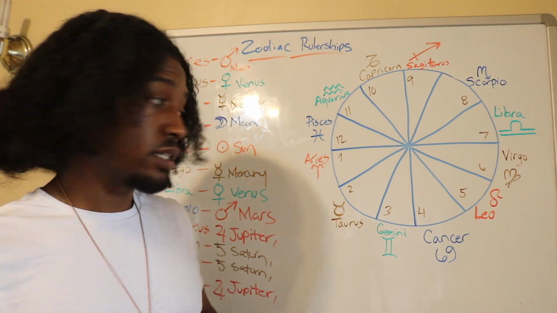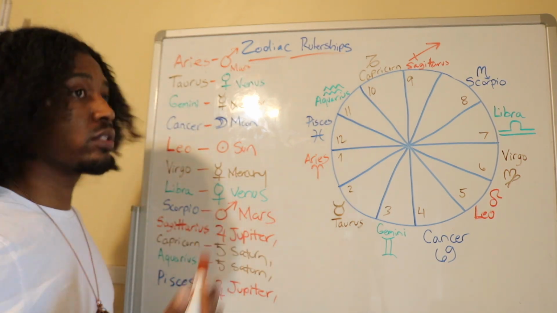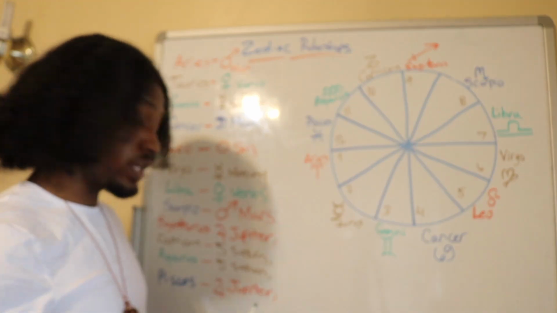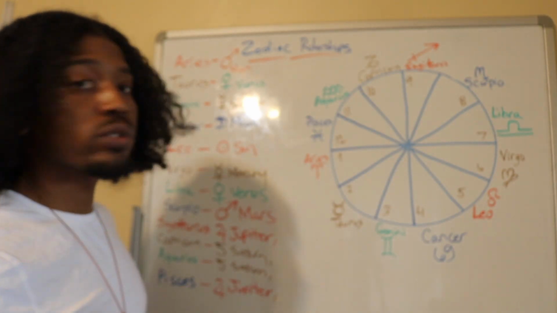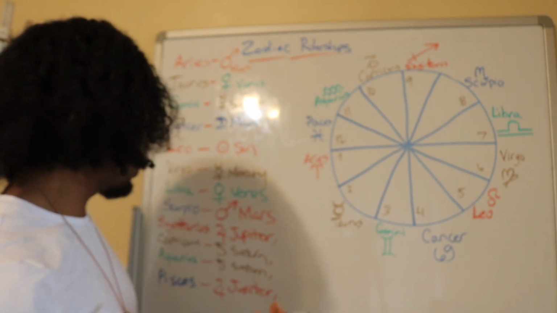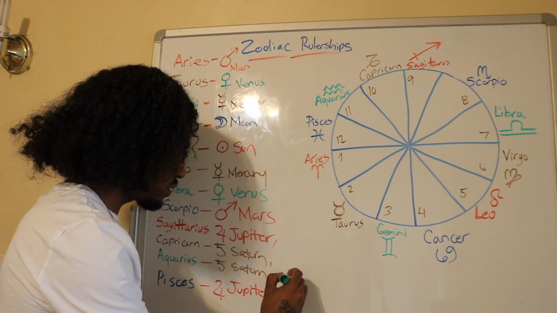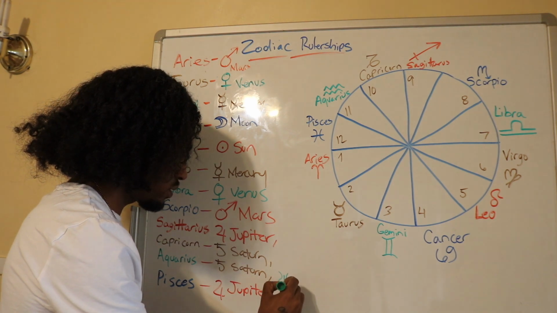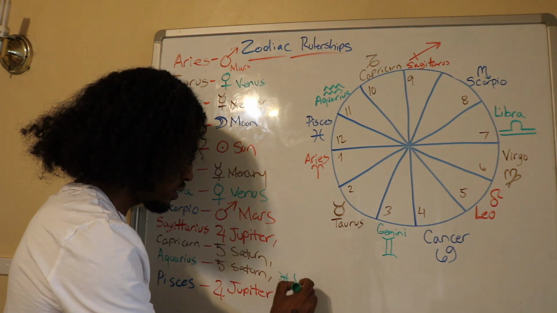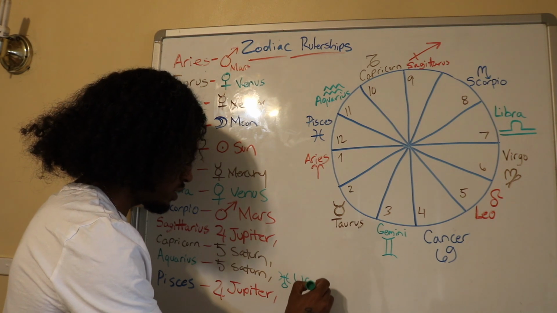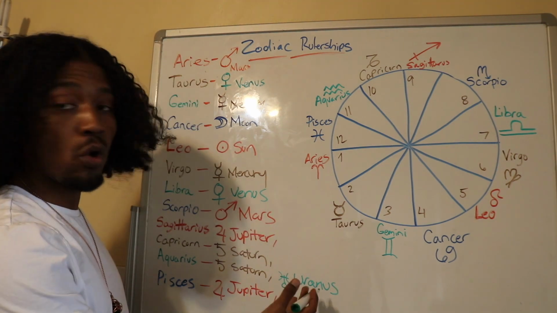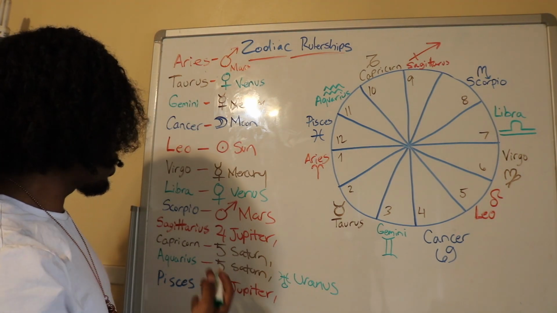So with that being said, let's add on these outer planets. Uranus was ascribed to Aquarius. So this is the glyph right here, Uranus. So it co-rules Aquarius with Saturn.